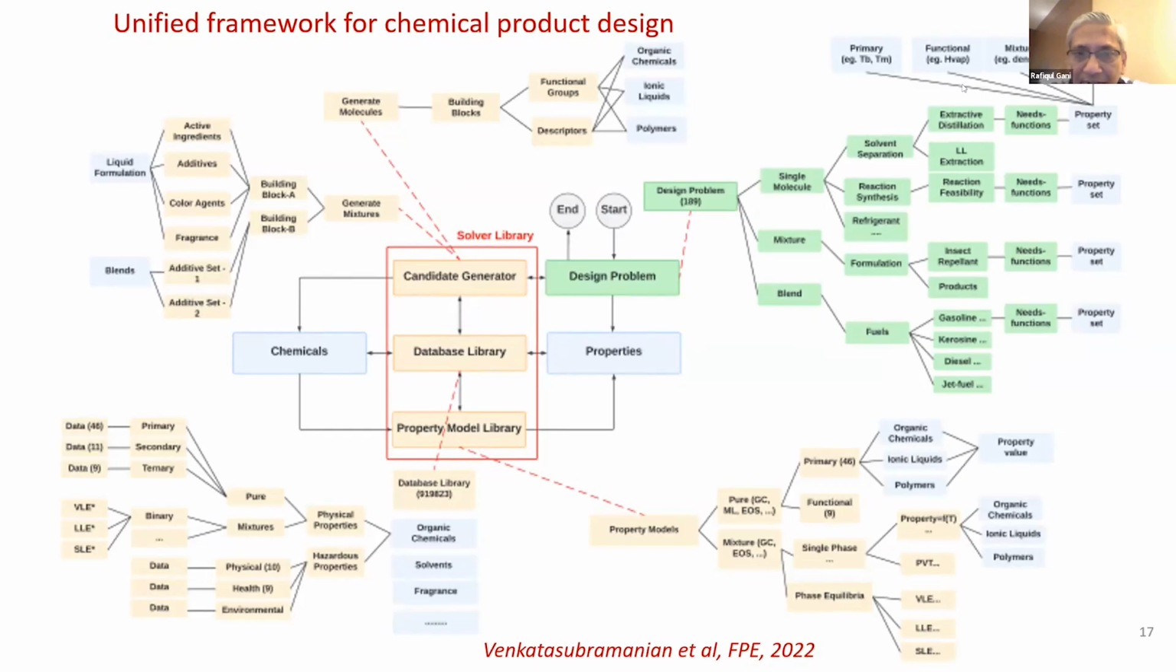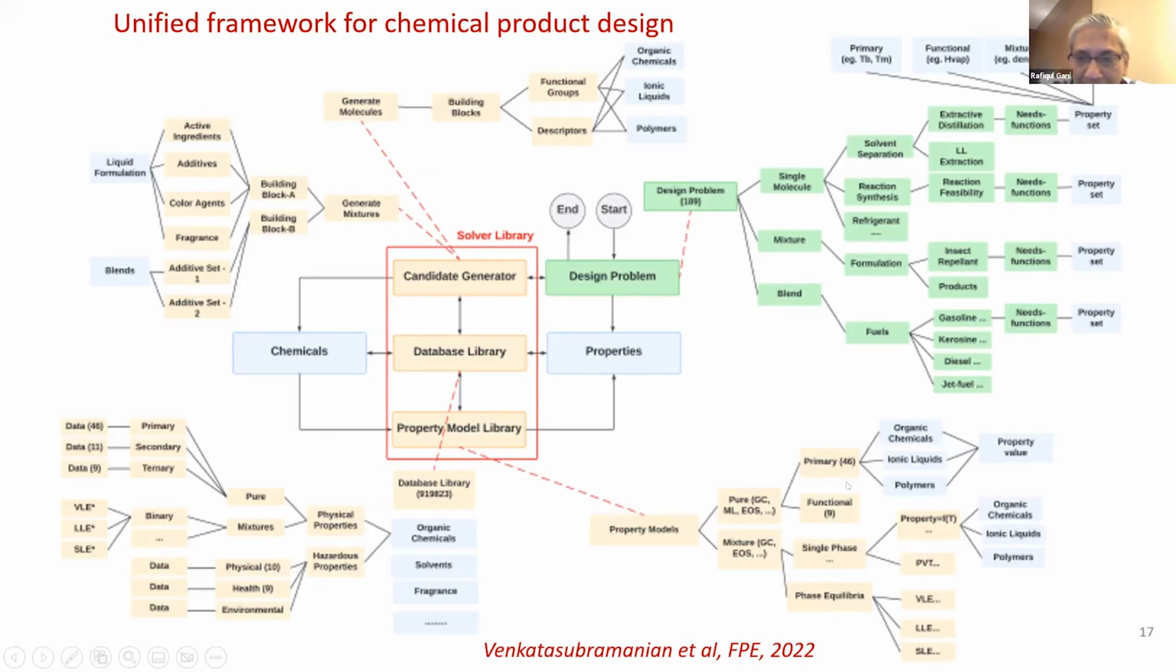Once the problem is defined, then in the center is the main interface that connects the problem to the ways to solve the problem. Then based on the problem, one needs to know what kind of candidates we are interested in. Is it single species, multiple species? Are these organic molecules, inorganic molecules? All of these are needed to find out what kind of candidates. Then what kind of properties? And then based on the candidates and the properties, we need to go to the database. We need to go to the property library.